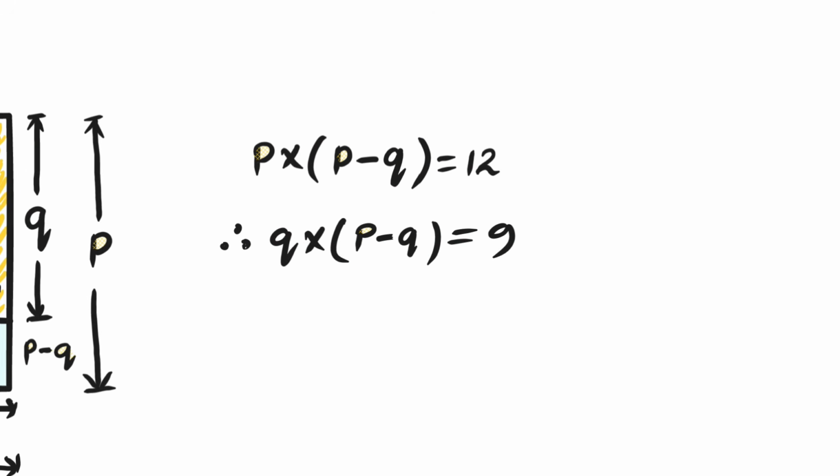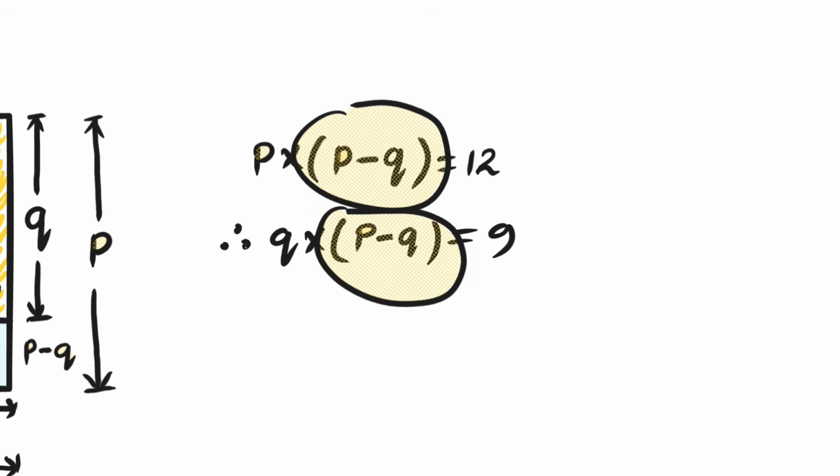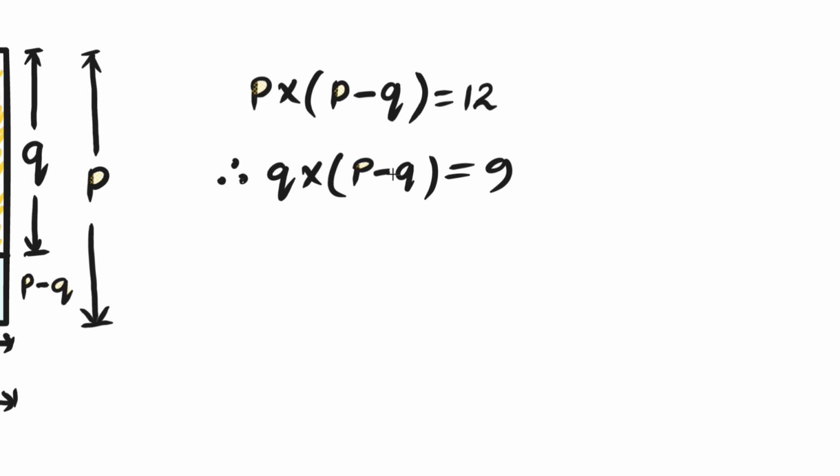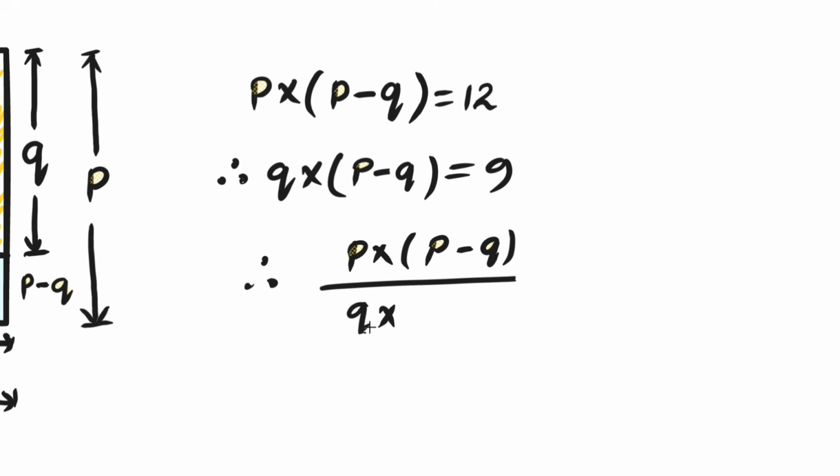Now, we could try to solve these equations separately, but that would create unnecessary work. There is a much cleaner idea. Since both equations contain the common factor p minus q, we can divide the first equation by the second equation. This is allowed because the common factor is non-zero in this geometric figure. So, we take p multiplied by the quantity p minus q and divide it by q multiplied by the quantity p minus q, and on the other side, we divide 12 by 9.